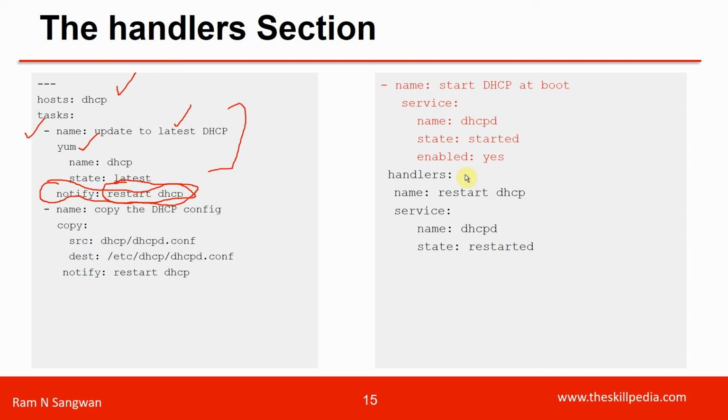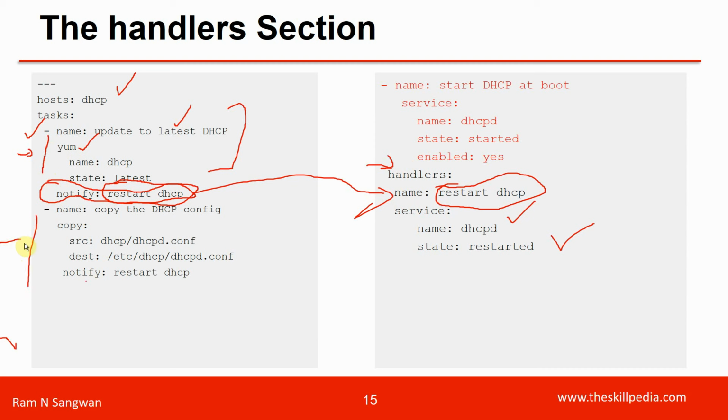So where is restart HTTPD? This is restart HTTPD. So this will be called and this is defined under handlers. So handlers name is restart HTTPD, service is DHCPD and it is restarted. That's what the point is. So handler will be called only when it sees a change, which means if an update is happening and if there was an update available, so there will be changes, so it will call this restart HTTPD.